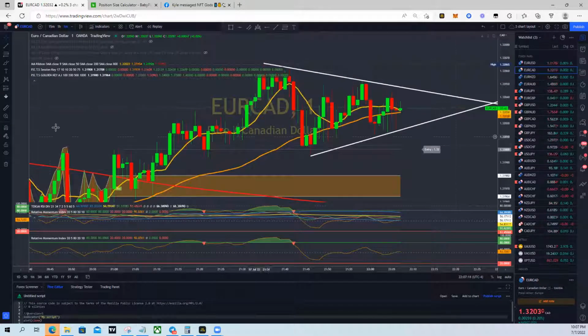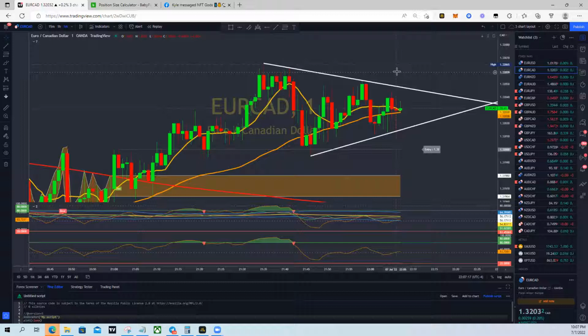Pizza. That's what it looked like, pizza slugs. If we break above, like a slice of Little Caesars right there. Little Caesars.